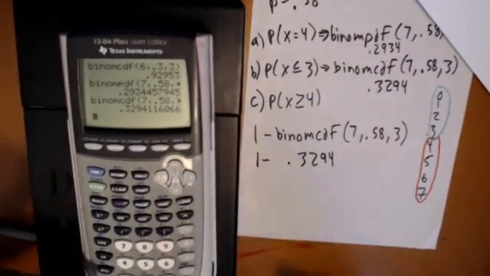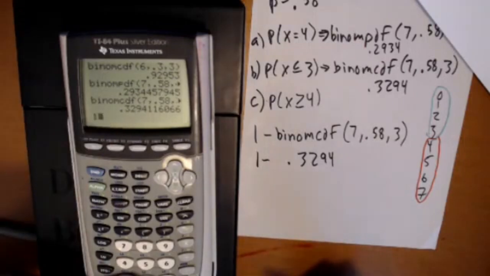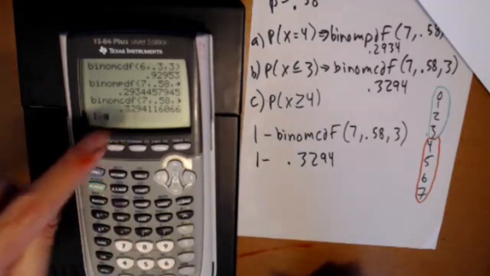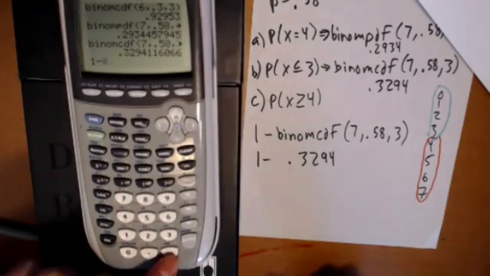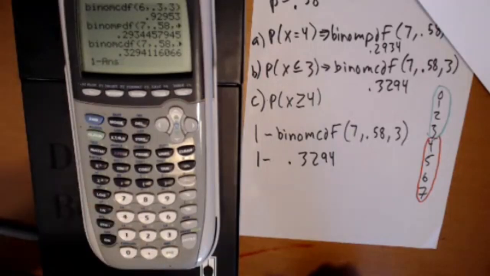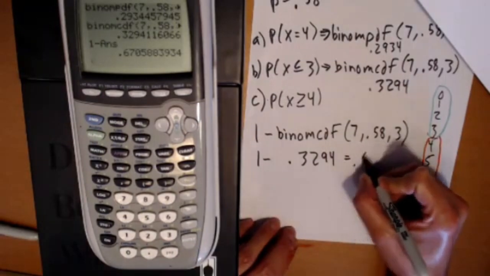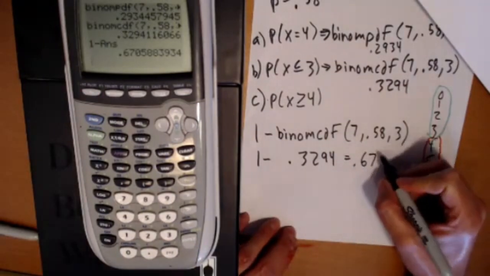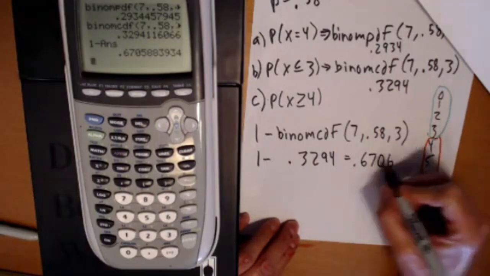Oh, here's something fancy on your calculator. I want to go 1 minus the answer that's already there. You see how it says A and S above that negative sign? So you've got to hit second and then that. So 1 minus answer, enter, and we get 0.670. I'm going to round it to the 4th place, 0.6706.